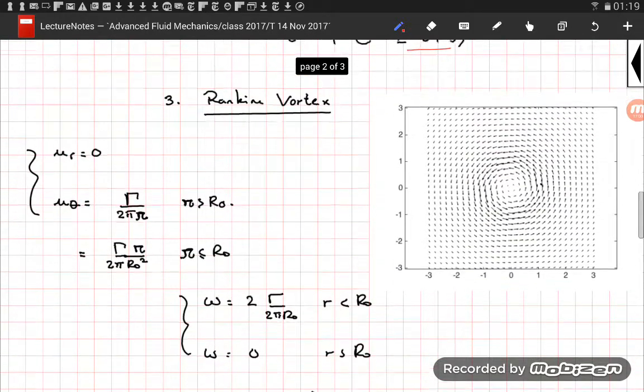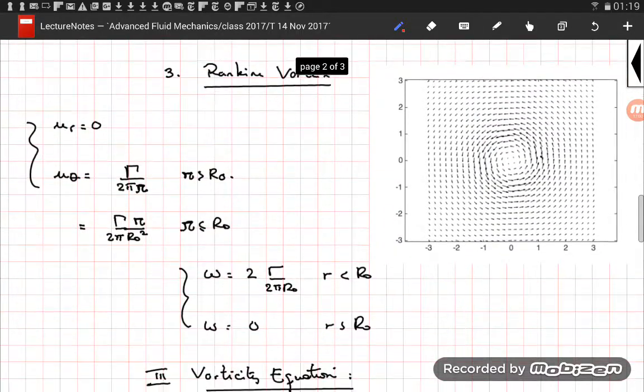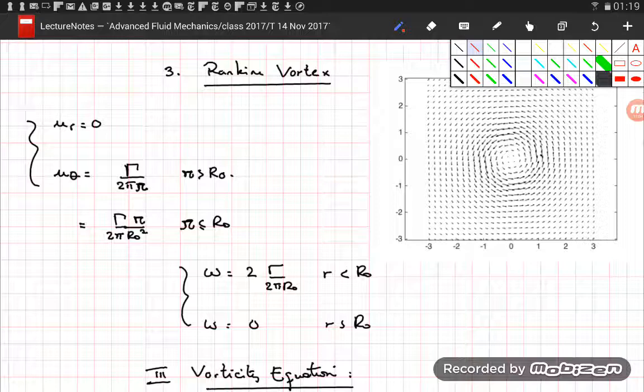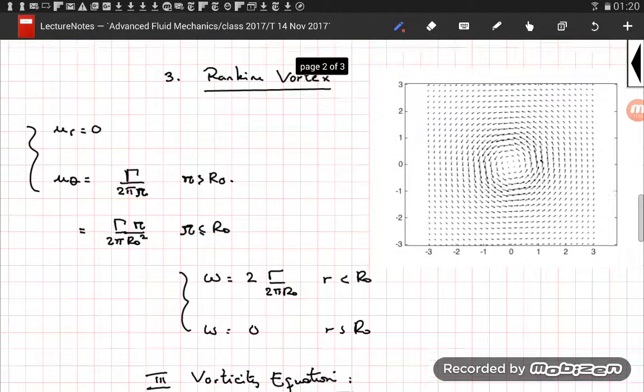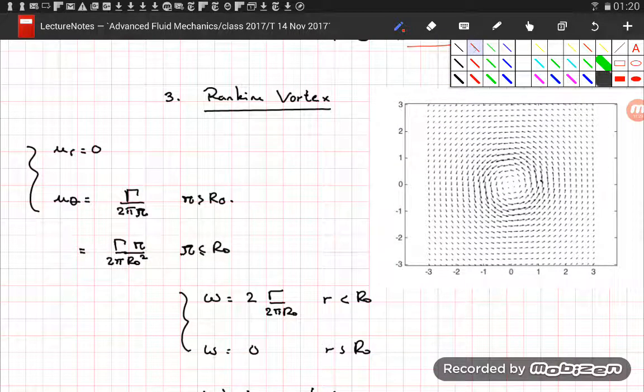And now finally, the Rankine vortex. The Rankine vortex is a model vortex which does not have a singularity. The way you define it, now I'm just writing it in polar coordinates, is to say the Rankine vortex is an irrotational vortex, but it's only irrotational far away from the origin. So you define a radius r0, and in this particular picture, r0 is equal to 1.